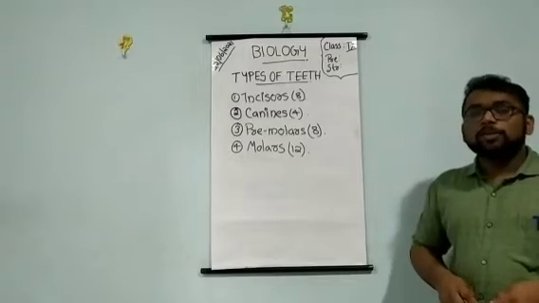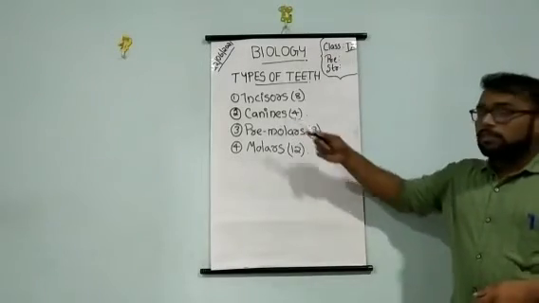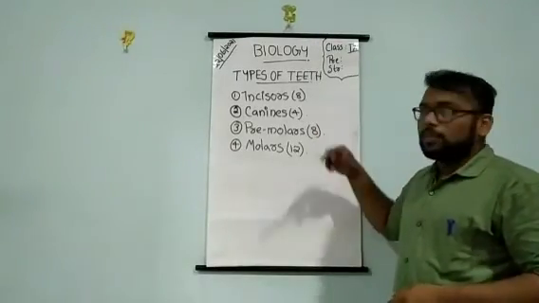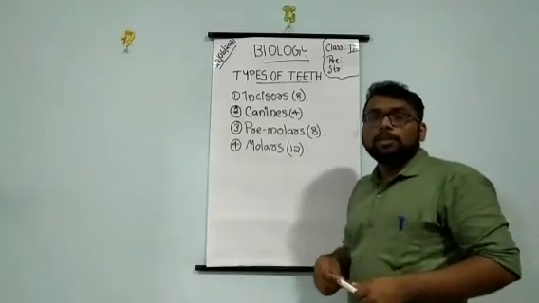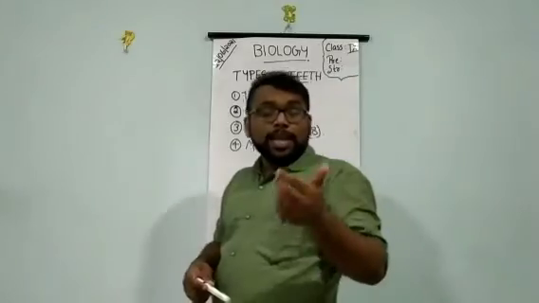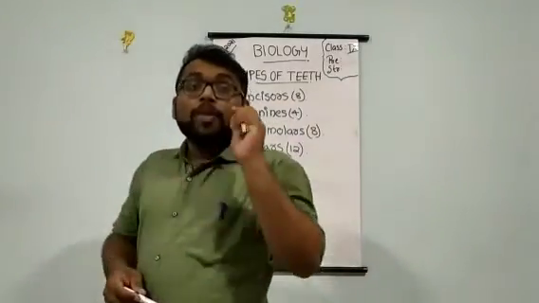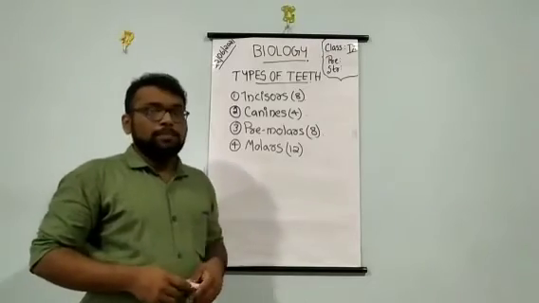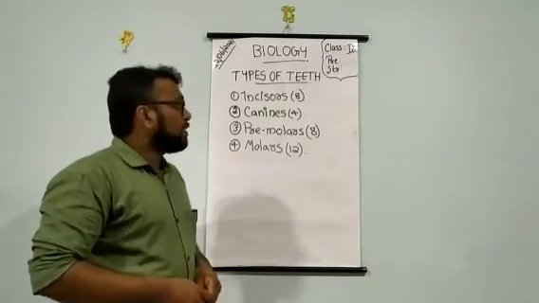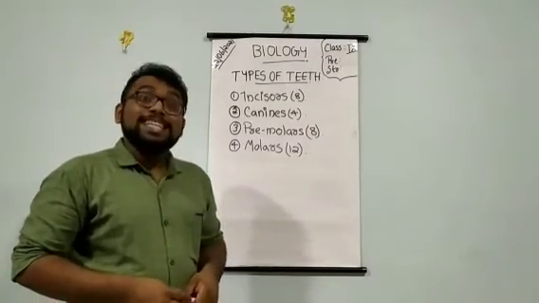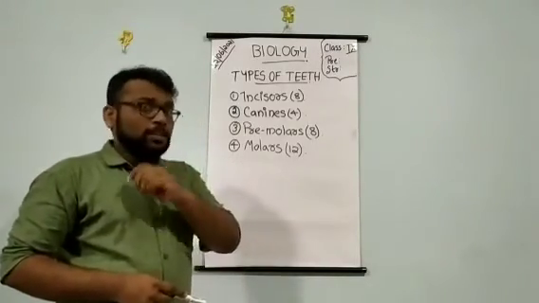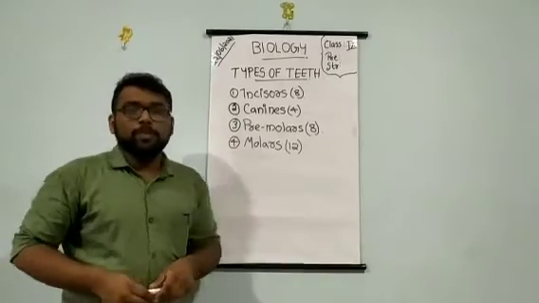Okay, good. Then the canines. The canines are 4 in total, isn't it? Yes, they are 4 in total. Then they get the name from the fangs of the dog, as they resemble them. Very good. Then the canines help to tear the food properly. Okay, we have mentioned eating a piece of chicken. Very good. You know. Good.